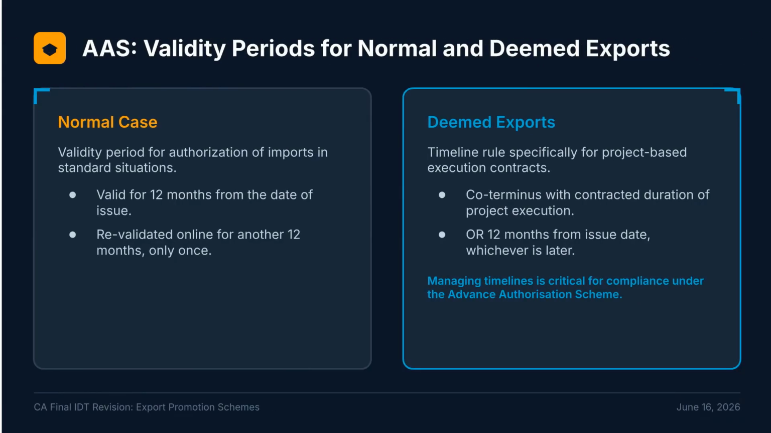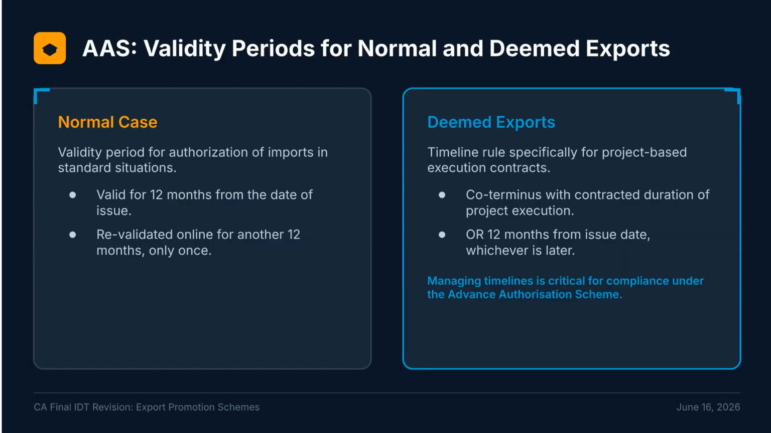Let's now discuss timelines, because timelines often become easy scoring questions in exams. In the normal course, an advance authorization remains valid for imports for 12 months from its date of issue. The good news is that it can be revalidated once for another 12 months through the online process. However, deemed exports follow a special rule.